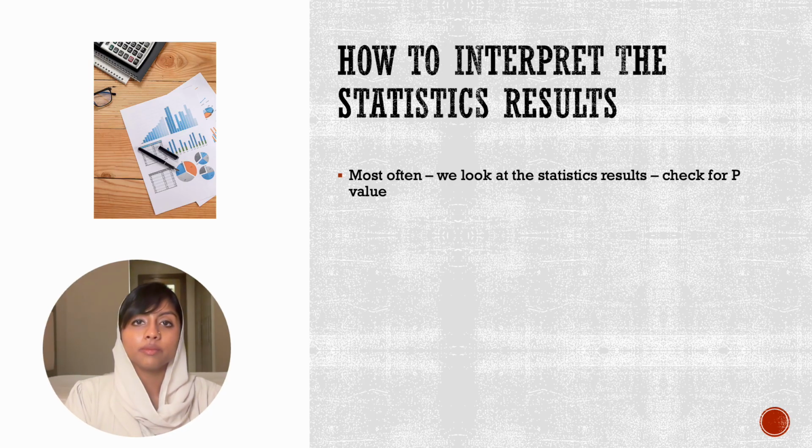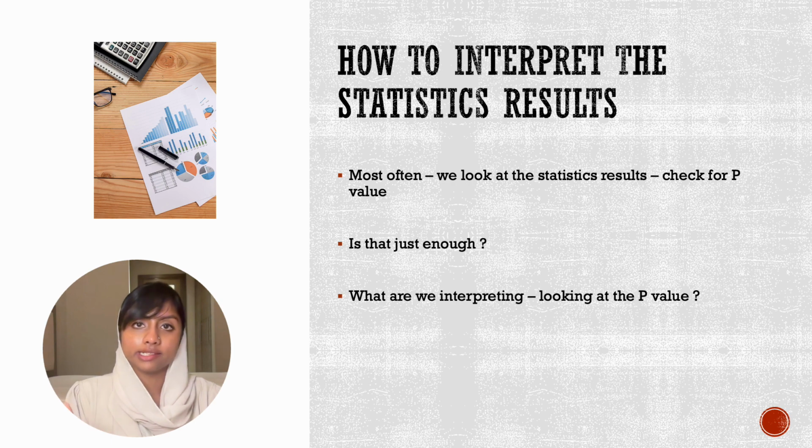When it comes to the statistical results, including myself, we always look for the p-value, and if the p-value is less than 0.05, we just consider the results to be significant, or the association to be significant. But actually the question is, is that enough? Just because the p-value is less than 0.05, can we consider the association significant, or is there something else that we need to look for?